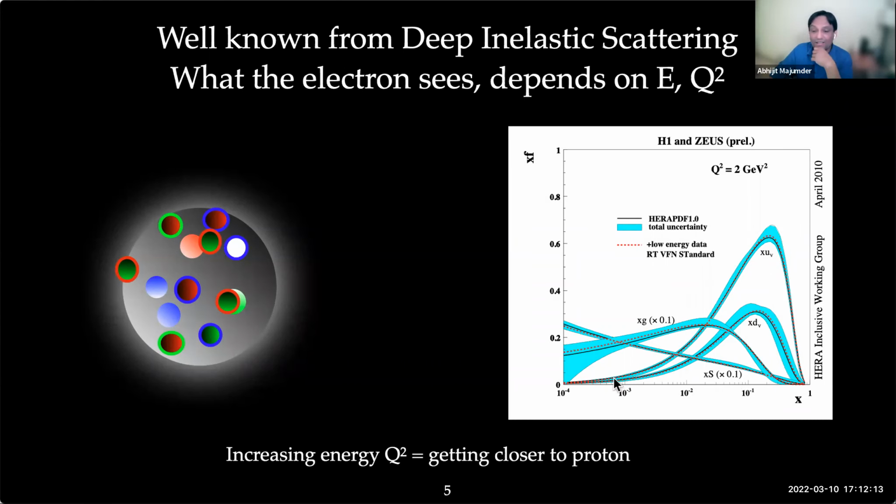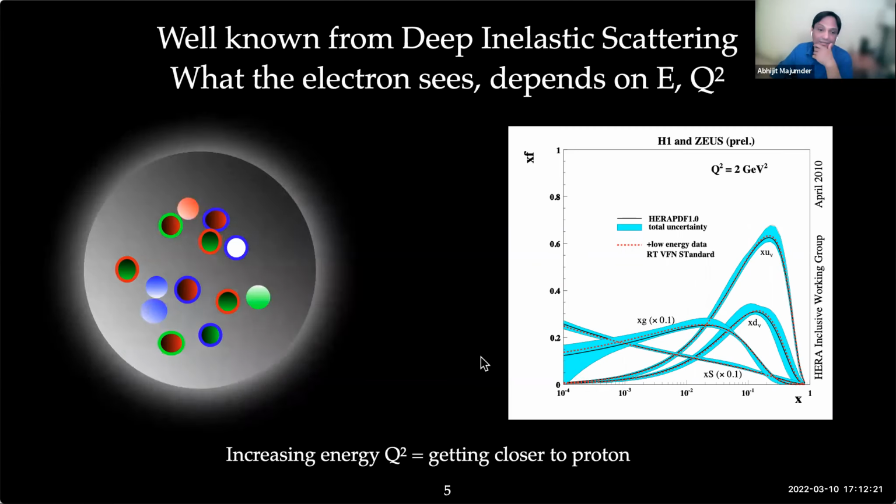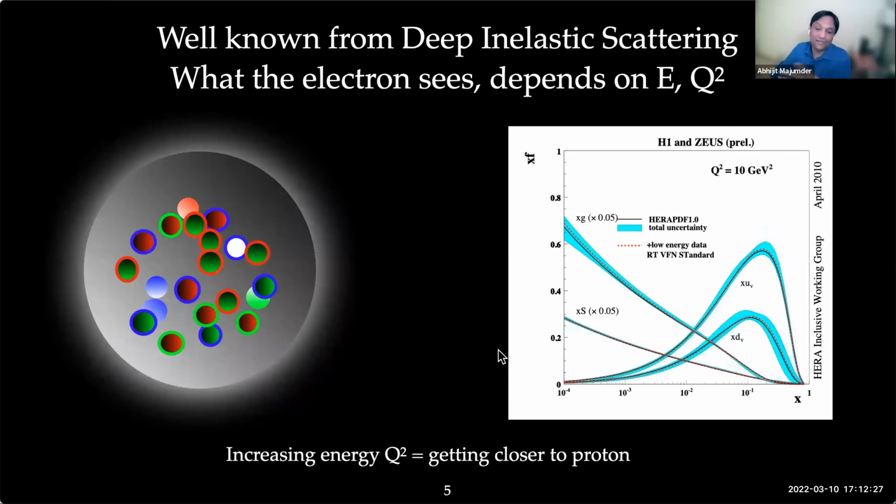That's sort of plotted over here. This is from HERA data. And as you keep increasing the energy scale, qualitatively, the picture remains more or less the same. You get closer, you see more things inside the proton, and the structure functions are changing. You have lots of glue in the proton, for example. So this is one way of understanding a strongly interacting object at very, very high resolution.